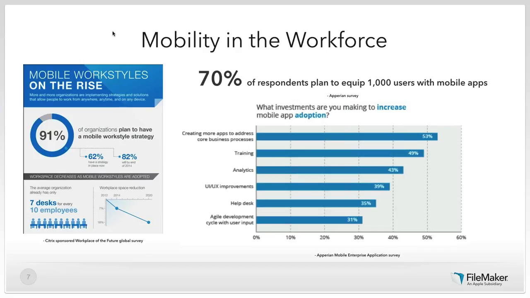And when we go out and ask these people what they are planning to do, one of the highest ranking answers is to create more apps to address the core business processes. That's really what they're looking at doing, and how they're looking to take hold of their mobile workforce. Down bottom left, the stat that surprised me is that an average organisation now only has 7 desks for every 10 employees. So you haven't even got a desk when you get to the office. You've got to be able to work in that mobile space.